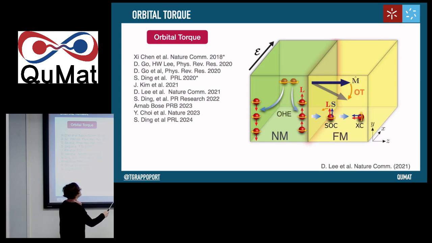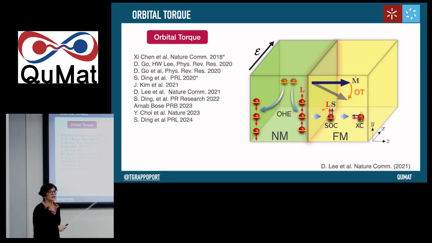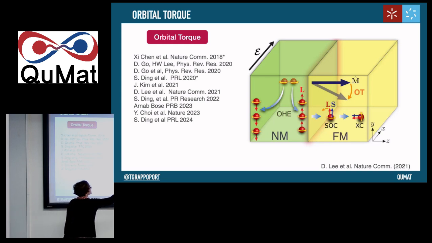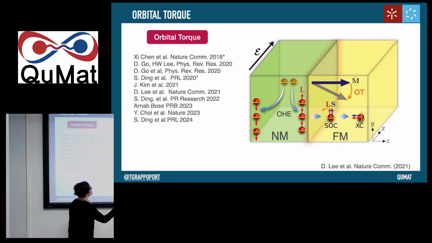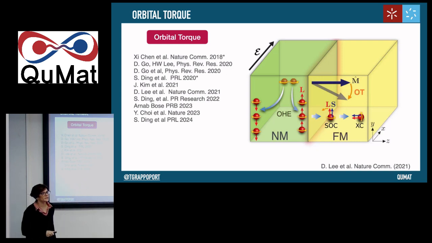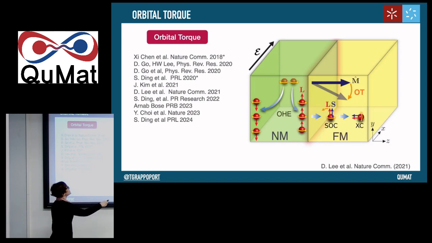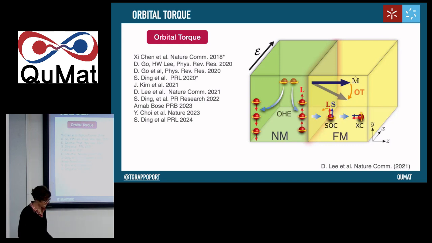process, because the non-equilibrium L enters the material, but it has to be transformed into a spin accumulation through the spin-orbit coupling in the ferromagnet, and this spin accumulation interacts with the magnetic moment by exchange and can produce the torque. So the ferromagnetic material needs to have spin-orbit coupling. Otherwise, this orbital current does nothing in the ferromagnet. Okay.